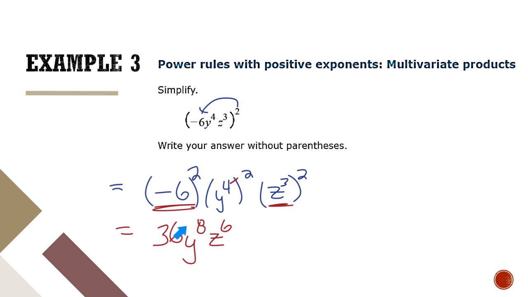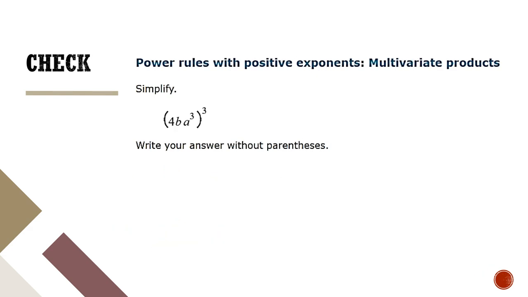I would take points off on a test or a quiz if you are not putting this alphabetically, and especially if you don't have the coefficient in front here. So go right ahead and check if you can find this answer. Pause it, and I'll have an answer shortly. So you should get 64, 4 times 4 times 4, a to the 9th, again put alphabetical, and then b to the 3rd.